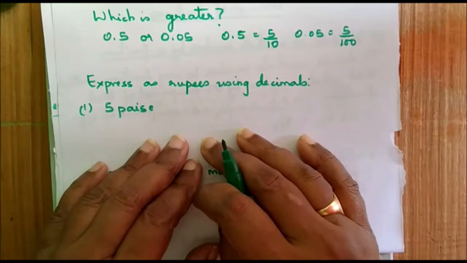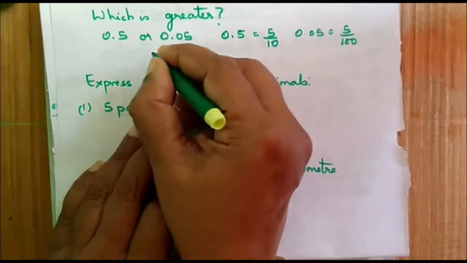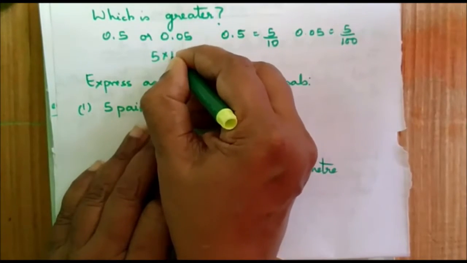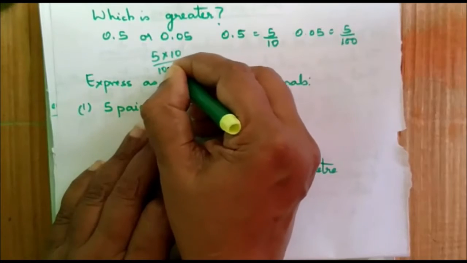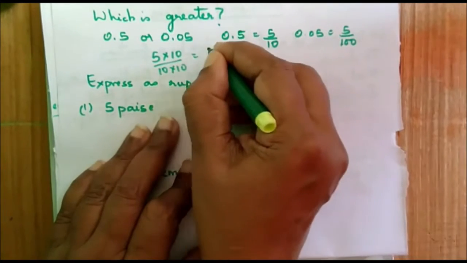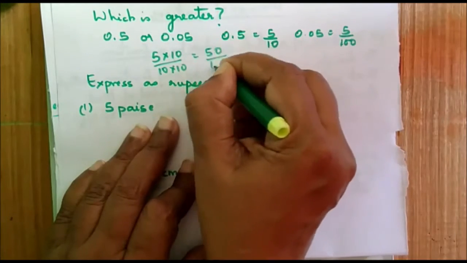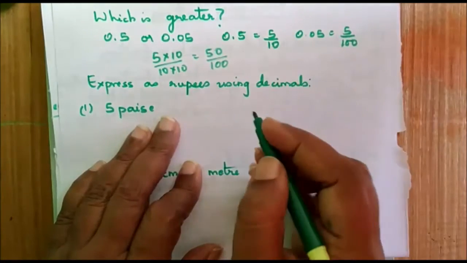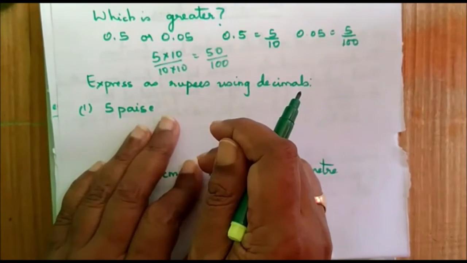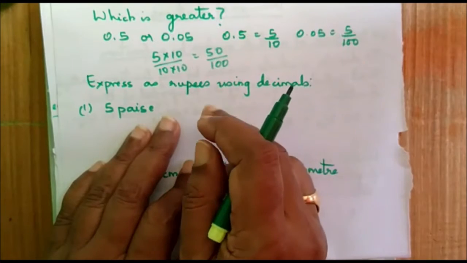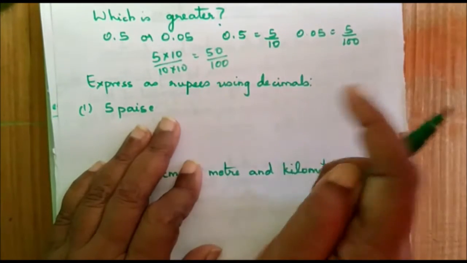Now how can we find which is greater? We will multiply the first one with 10 and we will divide it by 10. We get 50 by 100. I hope you are able to understand this. Why am I multiplying and dividing by 10? So that I get a common denominator.